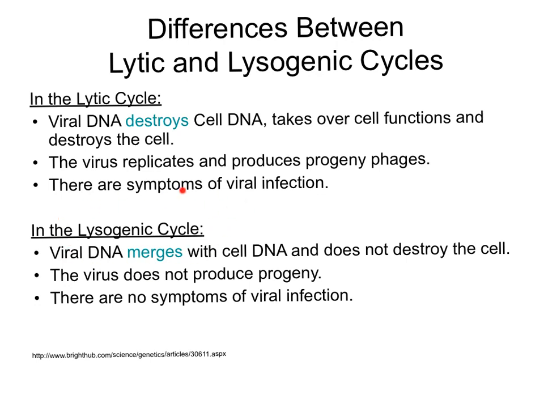Comparatively, we have the lysogenic cycle, where that DNA or RNA merges with the genetic material of the bacteria, and this does not destroy the cell. There's no progeny, there's no extra viruses being created. It's just sort of hanging out in secret, hiding. And as a result, there are no symptoms of viral infection. We don't fully know all of the reasons that a virus may move from the lysogenic cycle to the lytic cycle, but there are things like environment or stress that can cause that to happen.